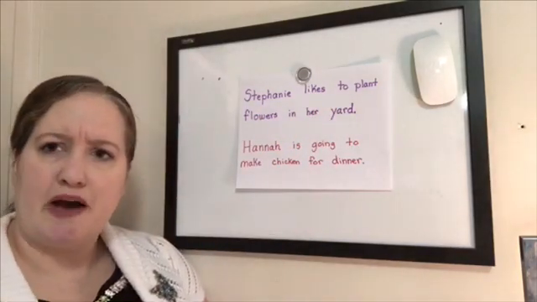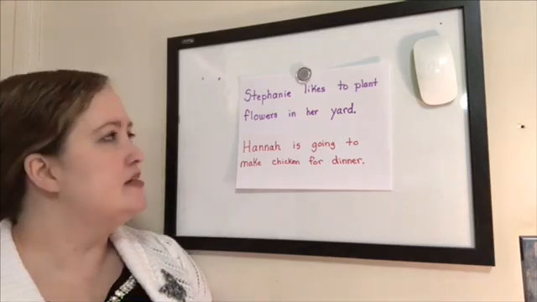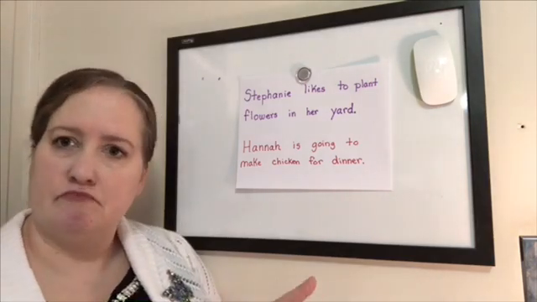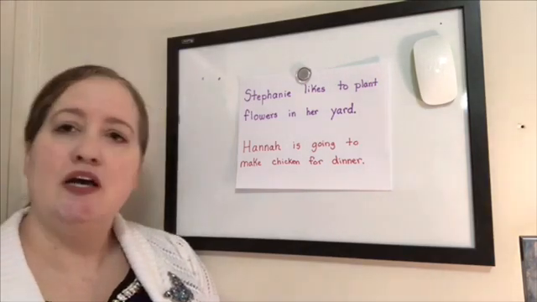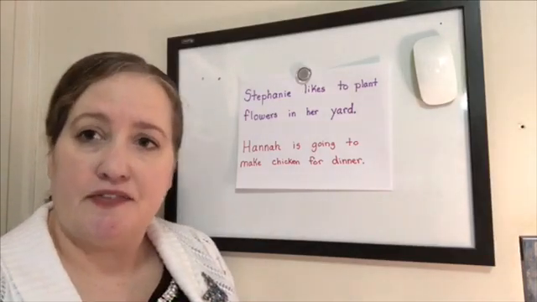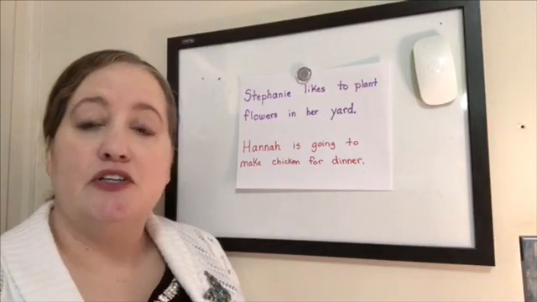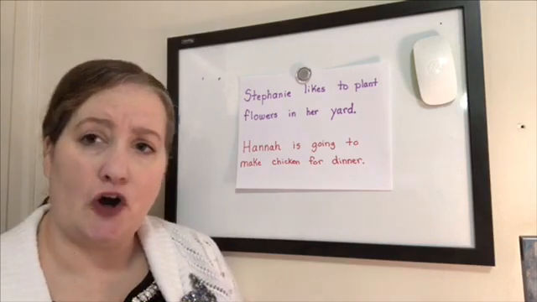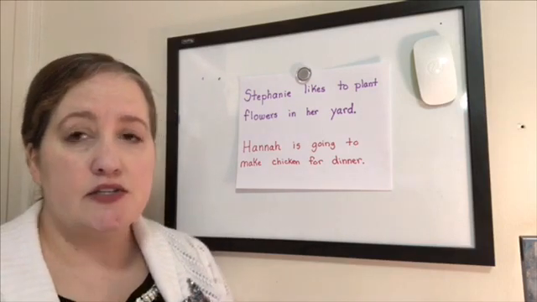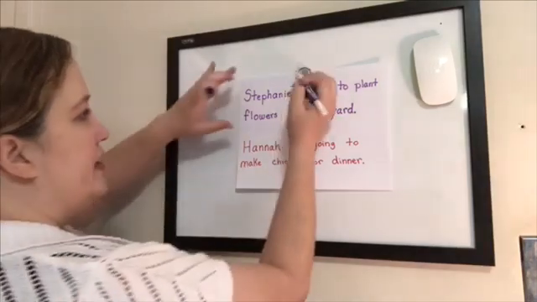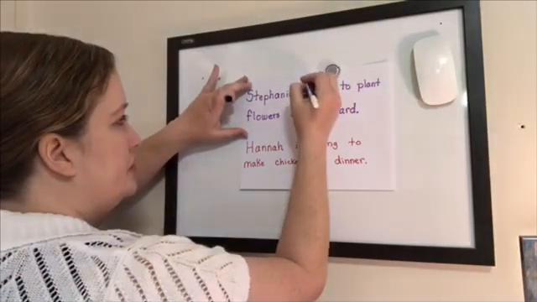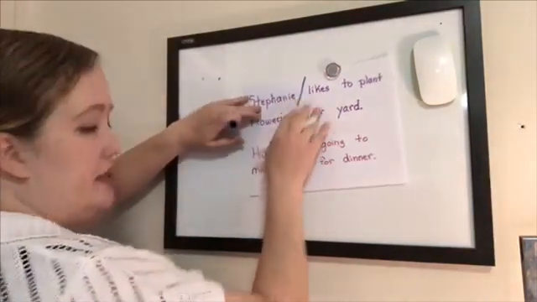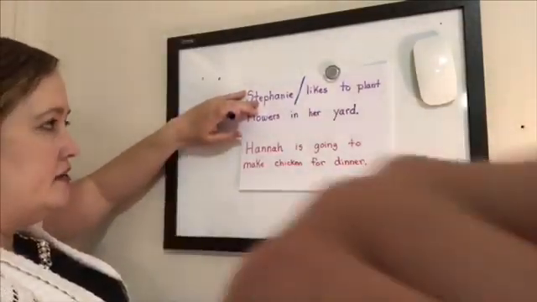What is the sentence about? It's about Stephanie. And what does she like to do? She likes to plant flowers in her yard. So the subject is Stephanie, and likes to plant flowers in her yard is the predicate. So we will put a line right here. A lot of times your teacher will want you to put your line in between the subject and the predicate.